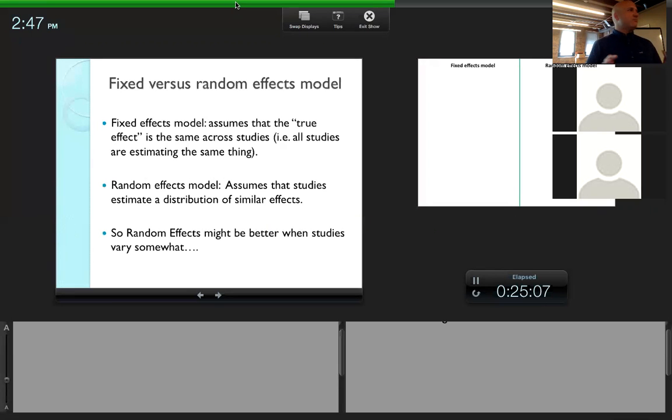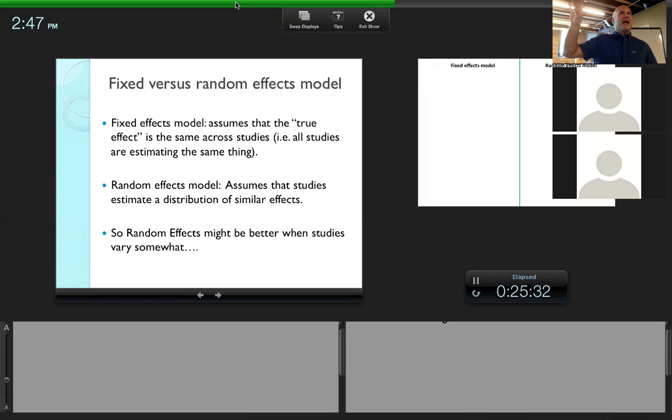There's a fixed effects model and a random effects model. And which one you choose depends on really the question that you're answering. A fixed effects model assumes that across all these studies, there is one truth. There is one true effect. And all of these studies with some element of error and bias are trying to estimate that one true effect.